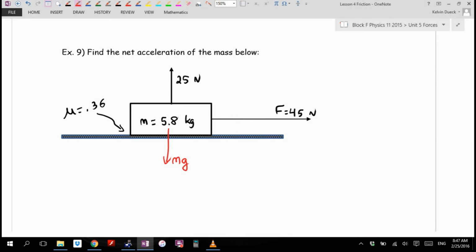Did you hear Andy? He said bigger because there's an extra 20. Oh, wait. Remember, what we're really saying is everything up has to be canceled by everything down. So is the normal force having to cancel out all of gravity, or is that 25 canceling out some of gravity?